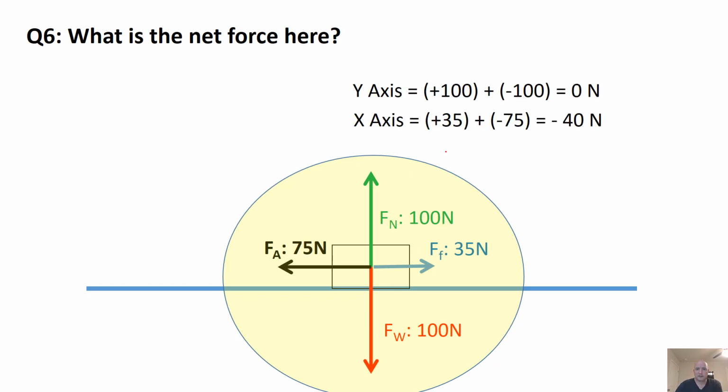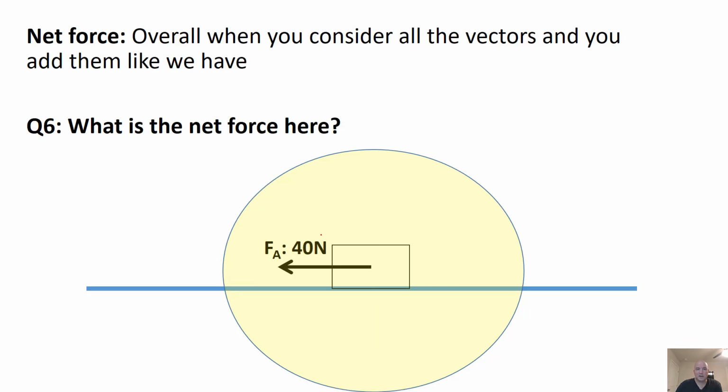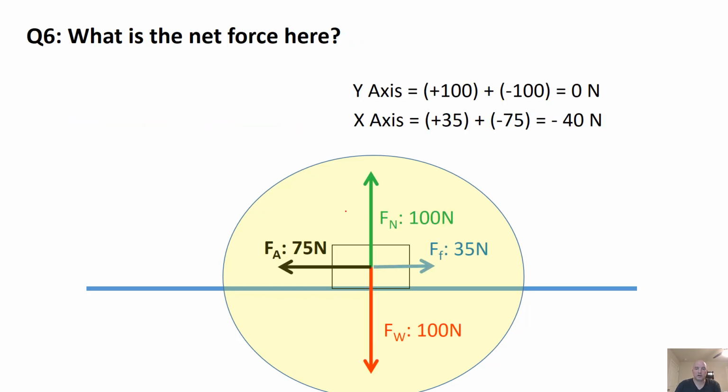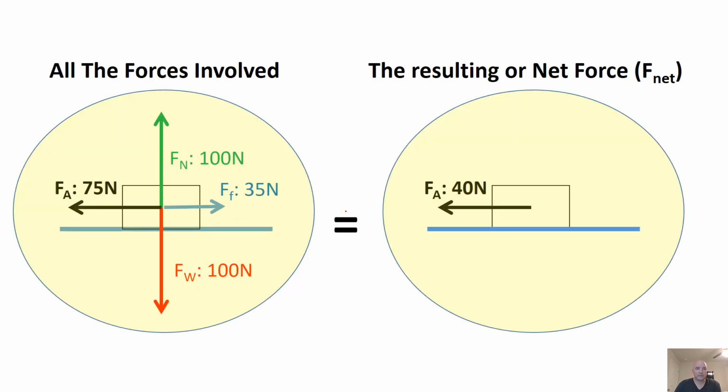But then these left and rights don't balance each other off. And you can see, on the x-axis, you can call this one negative and that one positive, add them together, and you end up getting a negative 40 right here, which could be drawn in. So this itself is going to be the net force, the overall force as a result of all these other forces going on. Okay, so this one, once again, is the net force.